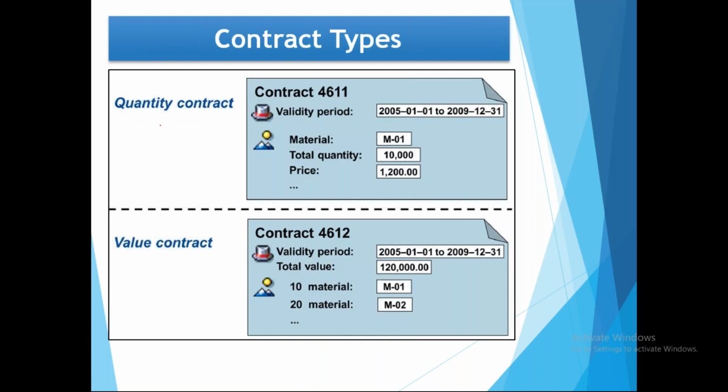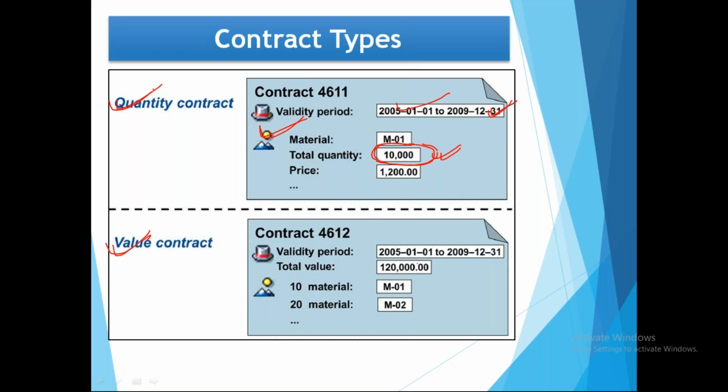Basically there are two types of contracts. One is quantity contract, another one is value contract. Quantity contract is for a total quantity. You specify some quantity for a particular period. Once that quantity is exhausted, the system will not allow you to create further purchase orders.